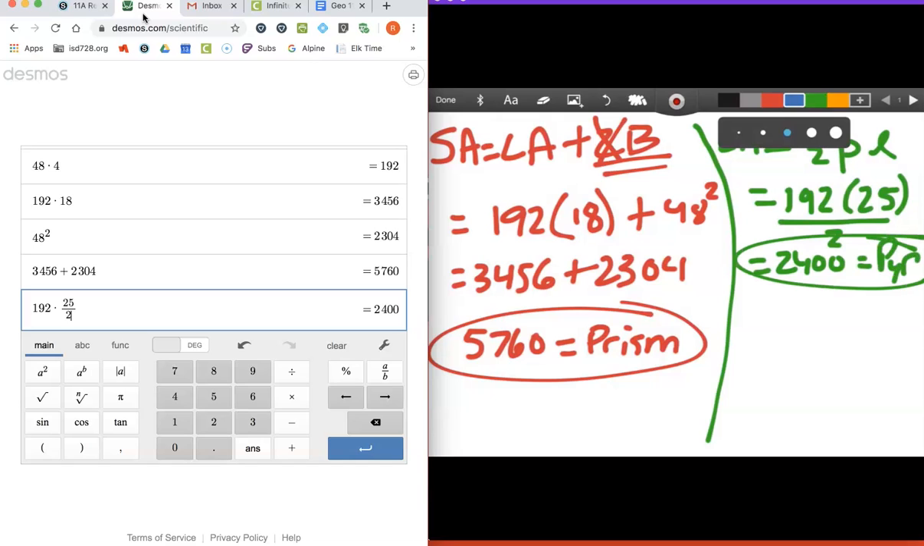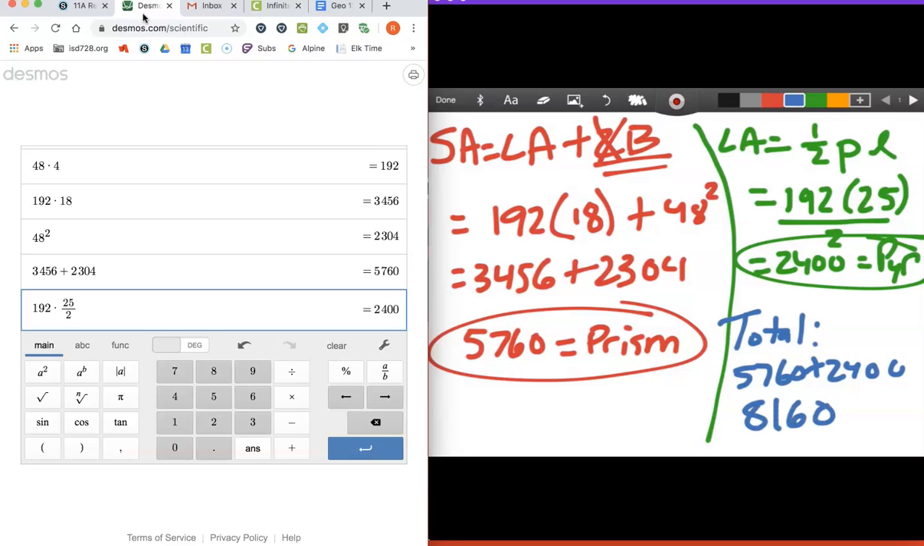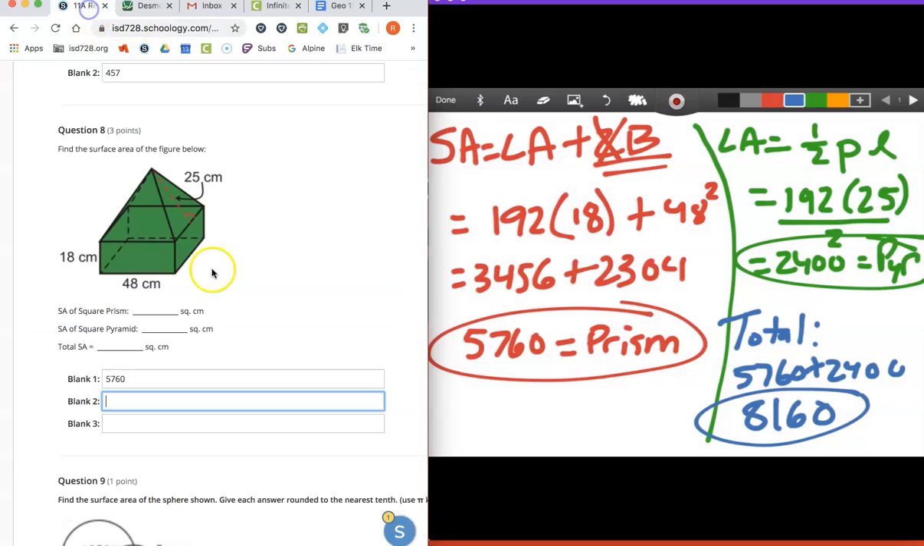So if we're going to get the total, we're going to add those two together. So 5,760 plus 2,400, which should be 8,160 for a final answer. So that would be what we type in. So 2,400 and 8,160.